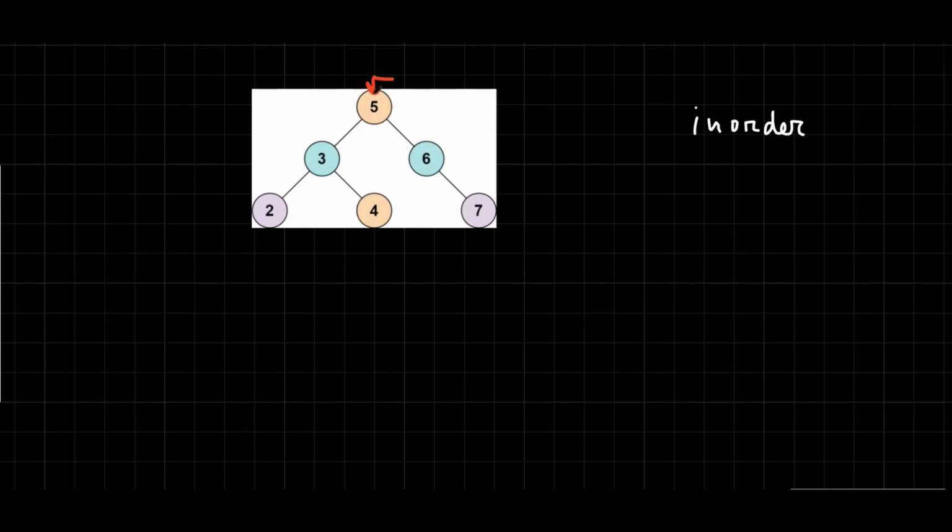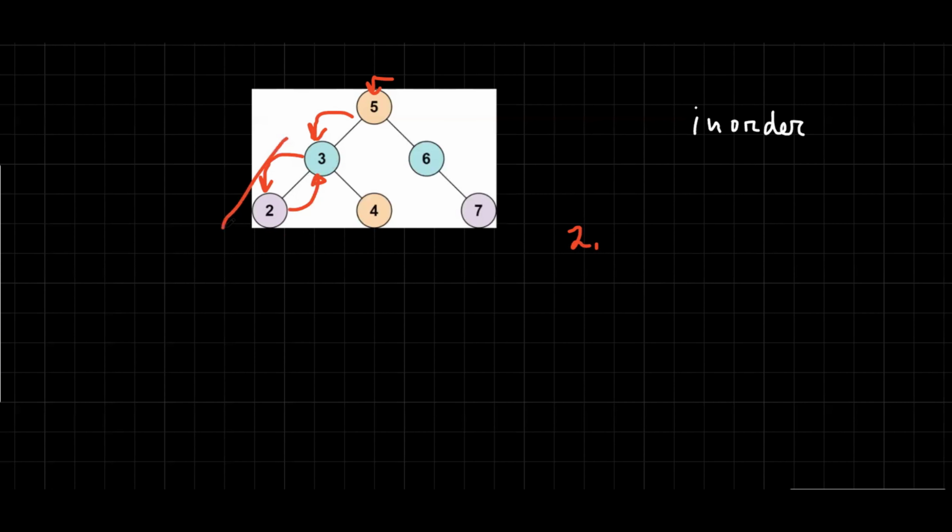Currently, our root is 5. So from 5, it has a left child, so the call will go to its left subtree, 3. Now for 3, it has a left child, which is 2. But 2 does not have any children, or we can say that both the left and right children of 2 are null. So we have to store 2 into a vector. Now from 2, the call will go back to its parent 3.